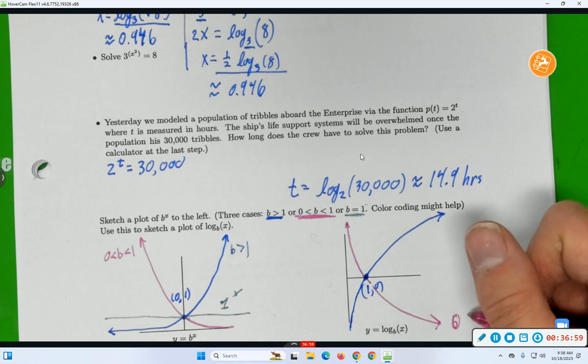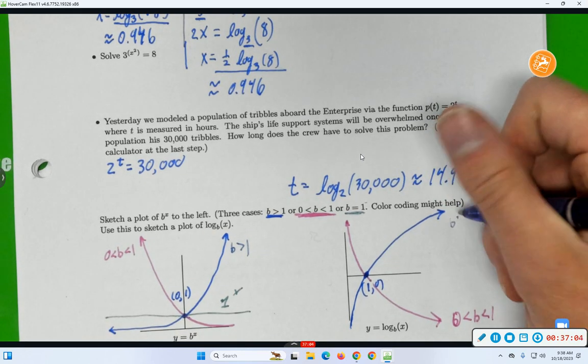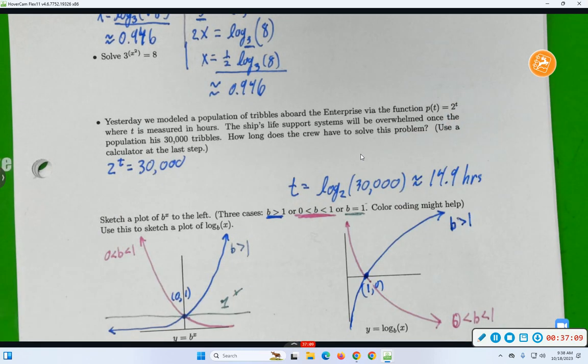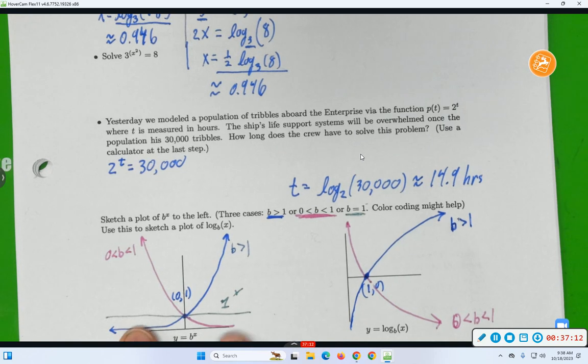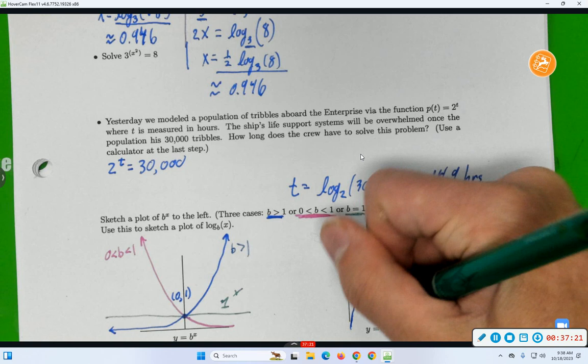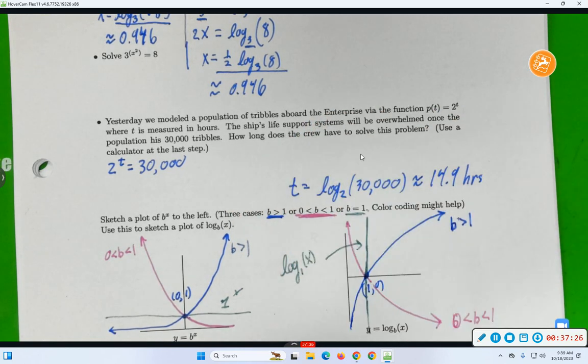So there's the case that 0 is less than b, less than 1. What if I do the same thing to this green graph? What does it become? A vertical line. Is anything wrong with that? Yeah. I think people said the word vertical line test. It fails really badly at x equals 1.